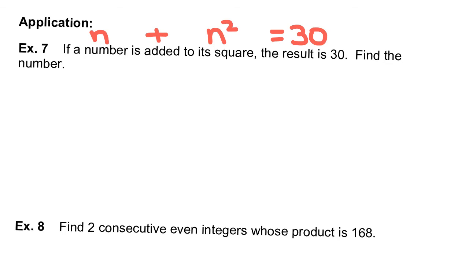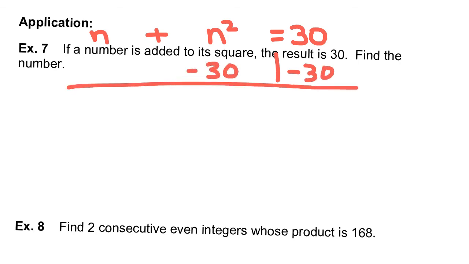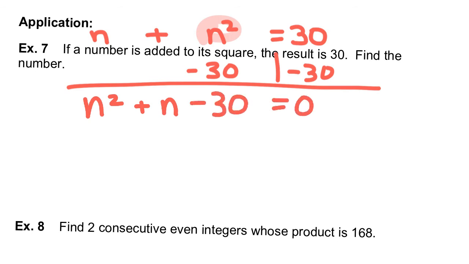The first thing that we're going to do is set it equal to 0 by doing the opposite on each side. I'm going to rearrange this so that our n squared here is first. So n squared plus n minus 30 equals 0. Now we can factor it. Because it's a coefficient of 1 on the n squared, that should make our job easier.